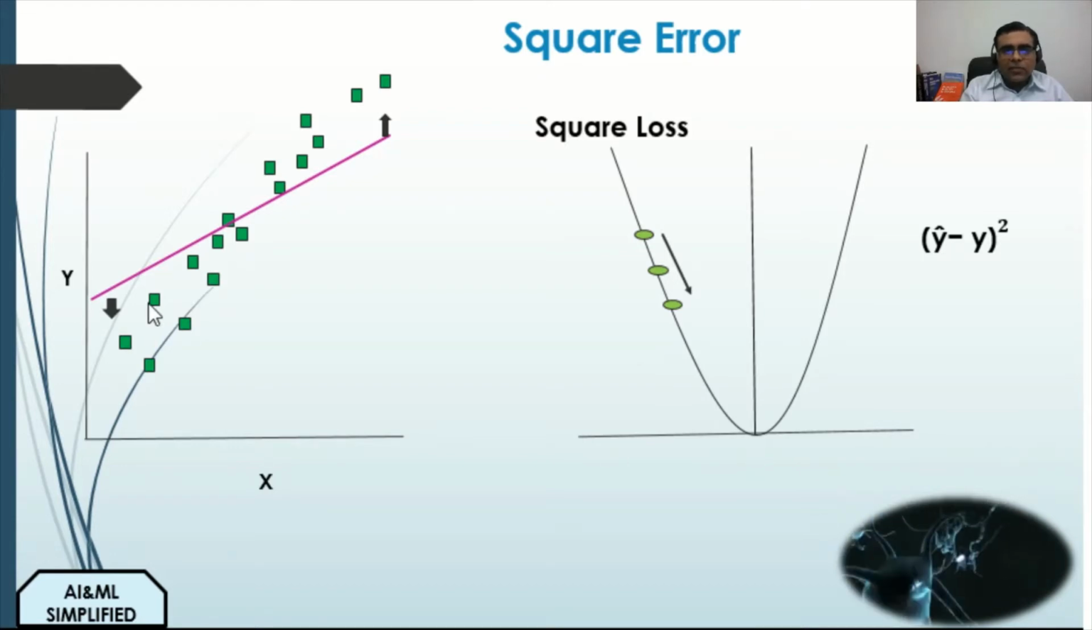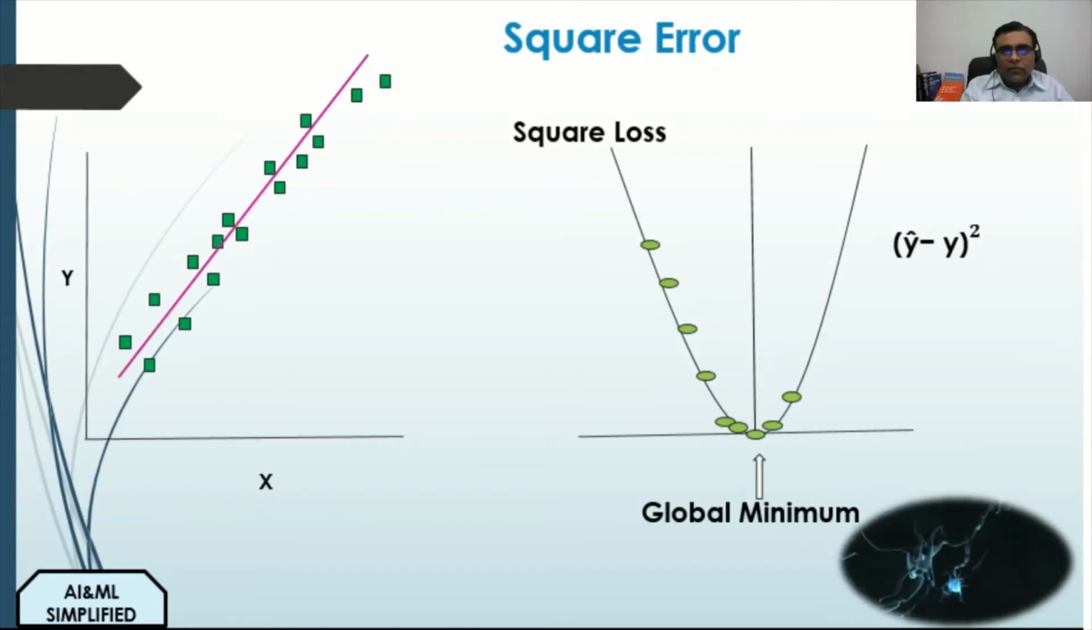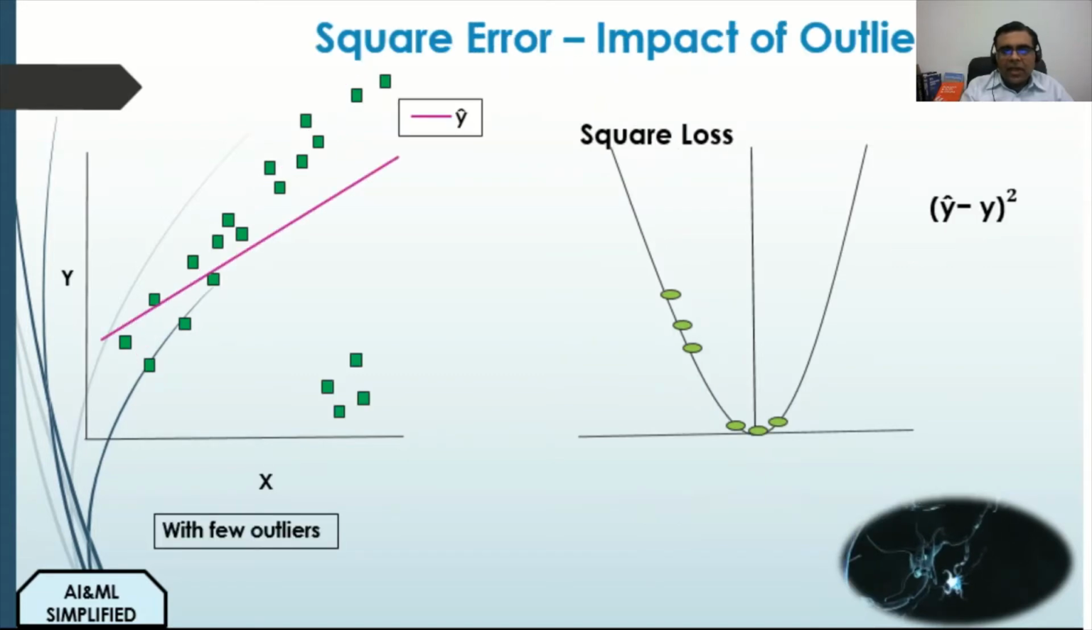During this process, the weights of the network keep changing as part of the learning, and this will continue until we reach the point of global minima, as shown in the graph here. At this point, we will also get the line of best fit. So in case there are some outliers which have been added to the data set, let's see what happens.